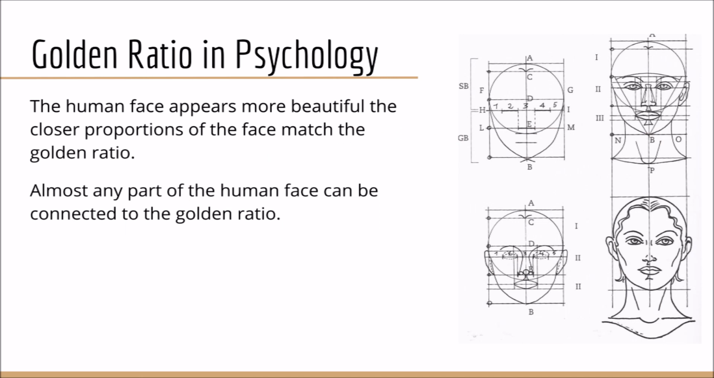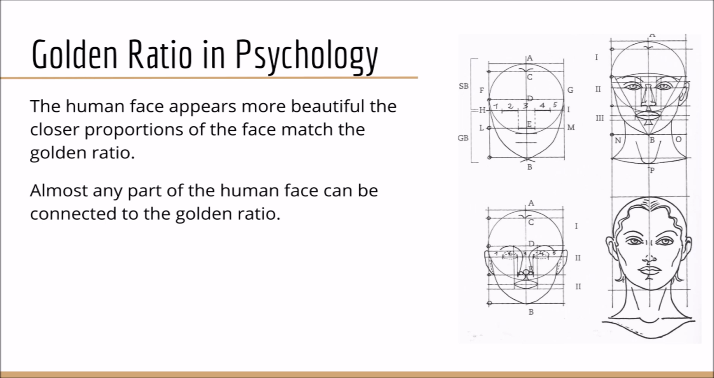The golden ratio also appears in psychology. The human face appears more beautiful, aesthetically pleasing, when the proportions of the face closely match the golden ratio. Almost any part of the human face can be connected to the golden ratio. For example, you can use the golden ratio on our eyes, our nose, our teeth.